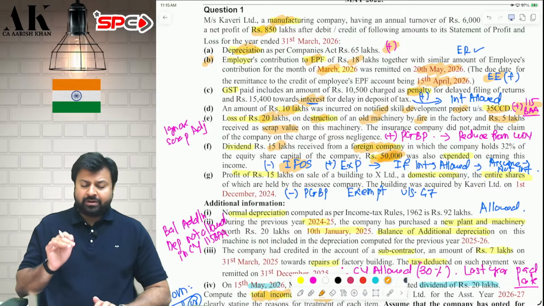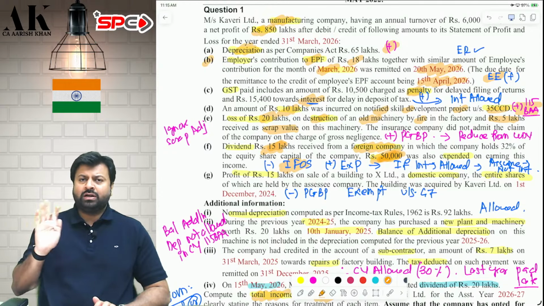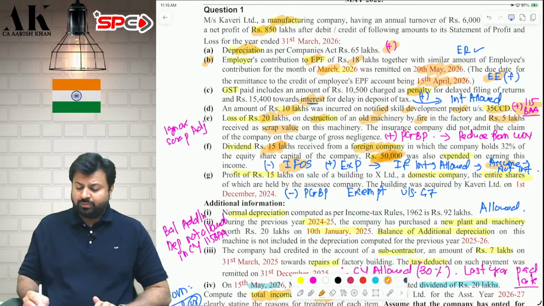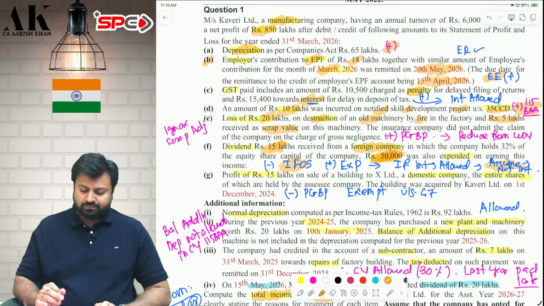So what is the ultimate treatment of this entire adjustment F? For dividend received 15 lakh, reduce from PGBP, show under IFRS. And for this expenditure, add back, do not claim deduction because we are assuming it to be not an interest. If it is not an interest, then it is not allowed as a deduction.